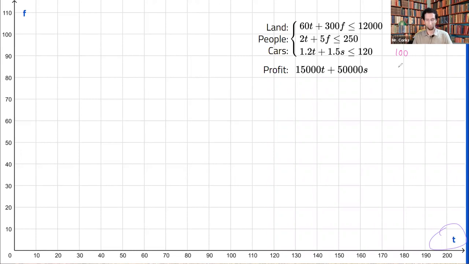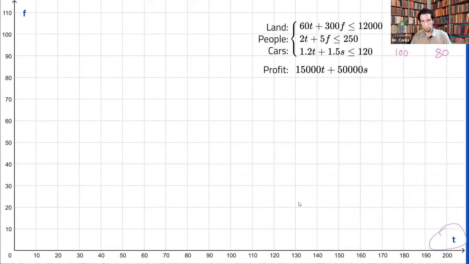Dividing by 2 would give us 60. So 120 divided by 1.5, 3 over 2, that's 120 times 2 over 3. So that's 40 times 2, that's 80. All right, so 80 there. Let's put that stuff on our graph, and then we will look at the objective function afterward.